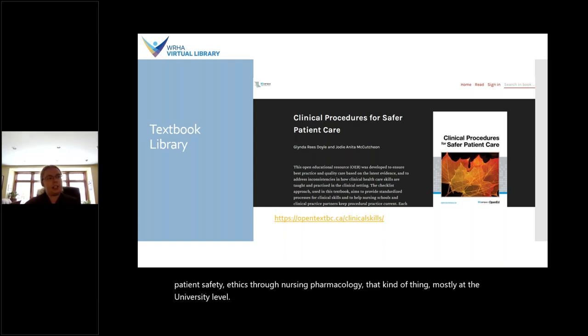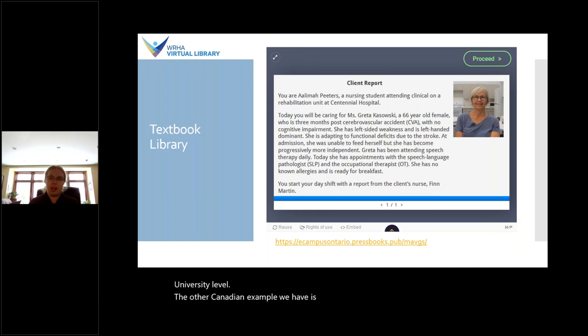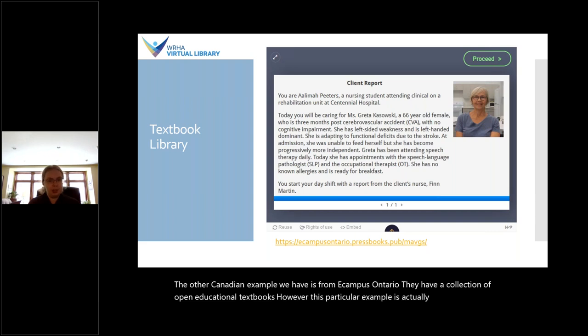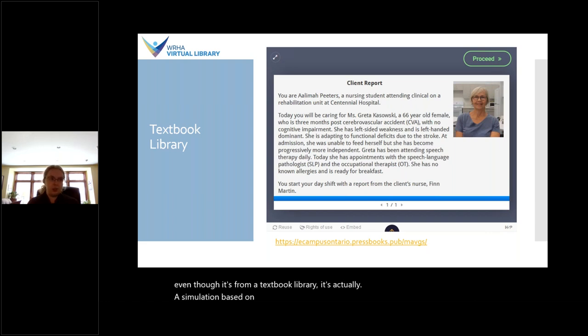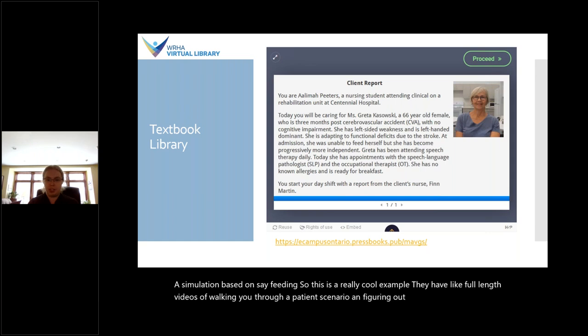The other Canadian example we have is from eCampus Ontario. They have a collection of open educational textbooks. However, this particular example is actually a clinical simulation, even though it's from a textbook library. It's actually a simulation based on safe feeding. So this is a really cool example. They have full-length videos walking you through a patient scenario and figuring out, you know, how would you address this particular scenario. So as I said, open educational resources aren't just limited to textbooks. There's all sorts of different resources out there that might be of interest to you.